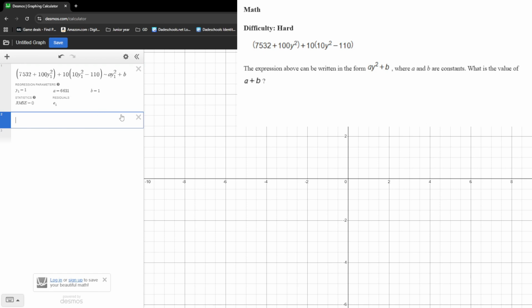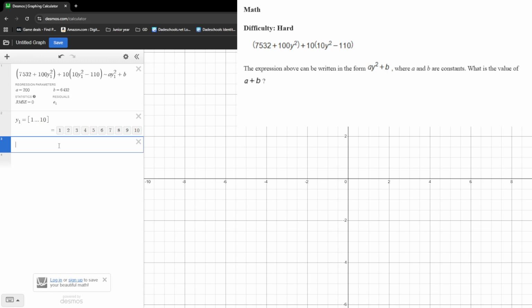Now these values may be correct for a and b, but we have to again reassure that y1 is true for all values, so we're going to do y1 equals 1 10. And now these are the true values for a and b, so when they ask us for the sum of a and b, the value of a plus b, we're going to do a plus b, don't even have to copy it, and you get 6,632, and that is the answer for this question.